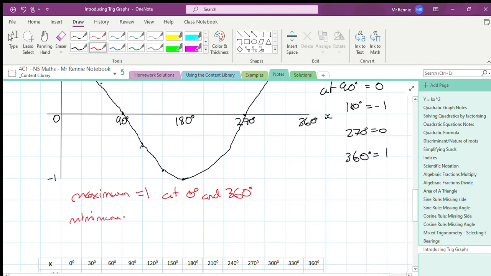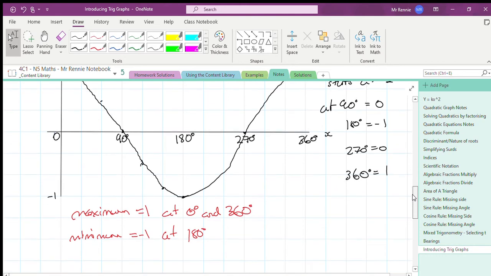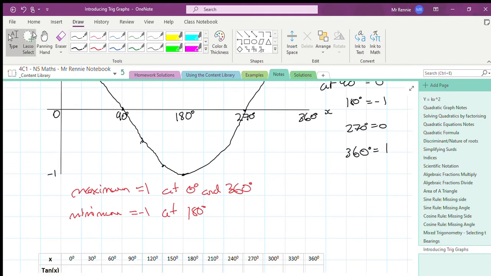The minimum, let's write that, minimum is at -1, so that's the lowest it goes, a bit like a sine graph. However, it happens at a different place. It happens at 180 degrees. So you can see from the cos graph that you've drawn that the lowest it gets is -1, and that's at 180 degrees.